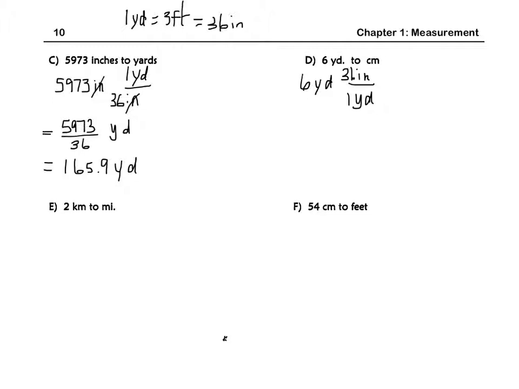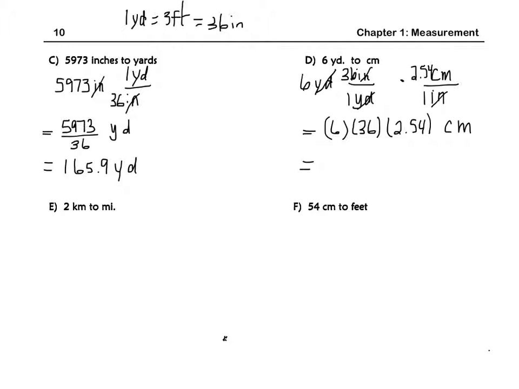So 6 yards, in terms of yards and inches, we know that 1 yard is 36 inches. That's a helpful one to remember anyway. Then those yards would cancel, and I would have 6 times 36 inches, but I want to change those inches to centimeters. So I'm going to put the inches down here, and the centimeters up here, and I know that 1 inch is 2.54 centimeters. So now I'm going to have in the top 6 times 36 times 2.54. Inches are going to cancel, and I'm left with centimeters. And that's 548.64 centimeters.